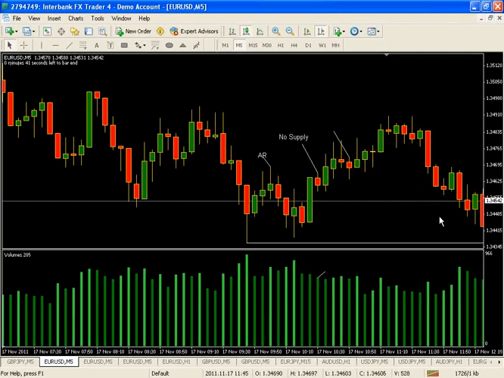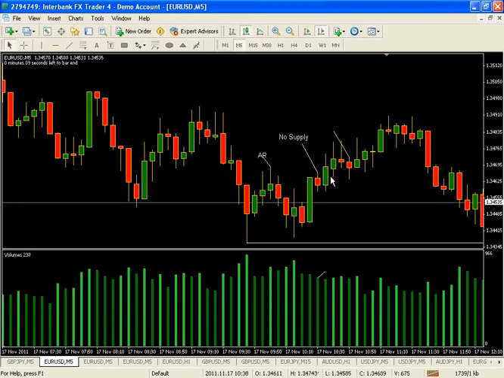So let's see. I have some notes. I'm somewhat prepared here. All right, what would cancel out this potential no supply? Of course, it would be a close below. So price is allowed to come below that candle, as long as it doesn't close below. So you'll end up with a pin on the bottom. And if anything, a pin on the bottom and a close above would be a sign of strength. But that's the rule I go by.